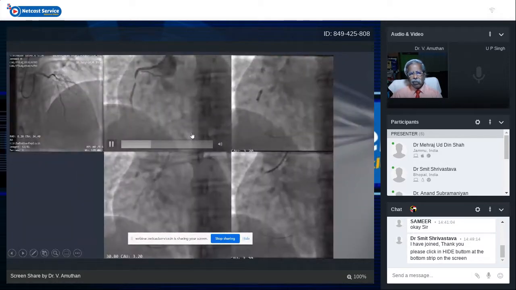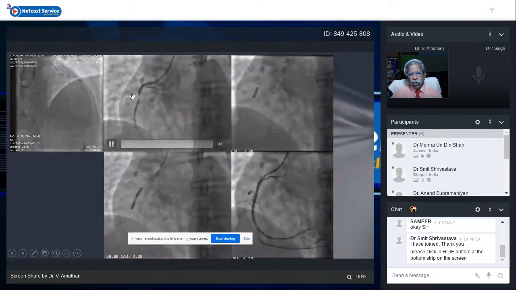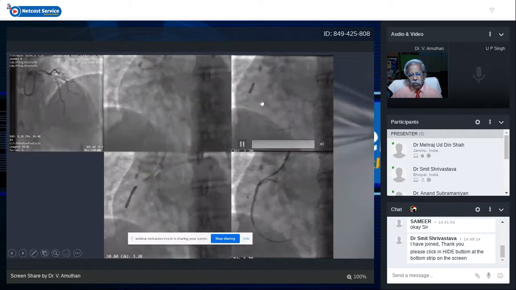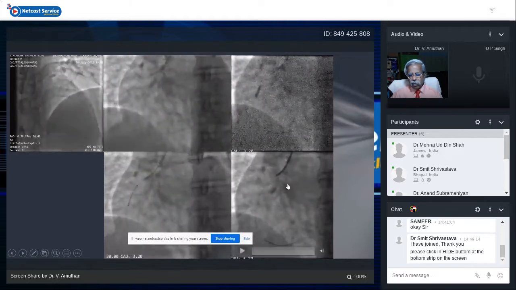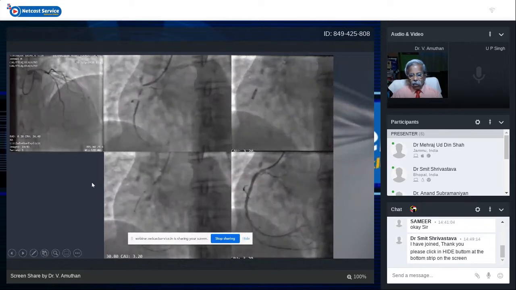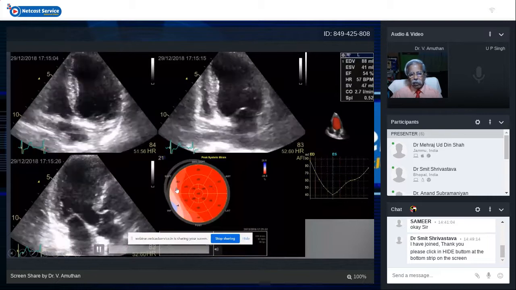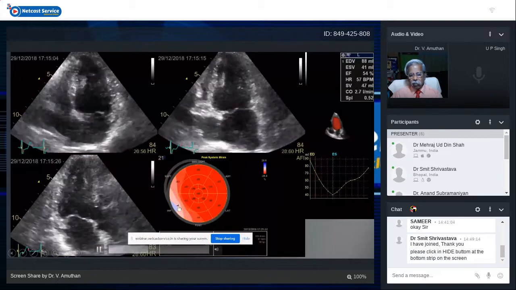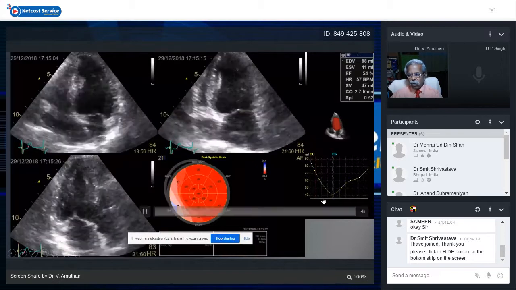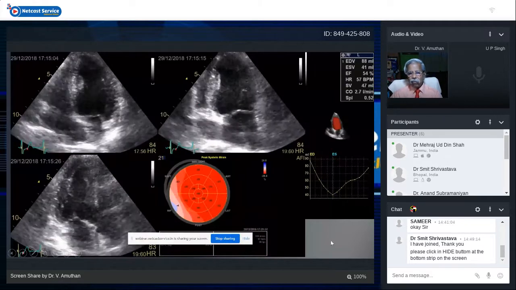And this patient was taken for a primary PCI. You can see here there is a very tight narrowing of the mid RCA, and stent was placed, and the patient's pain was relieved. And this is after the primary coronary intervention. You can see the area of the strain abnormality has reduced markedly. The ejection fraction has also increased from 44% to 54%.